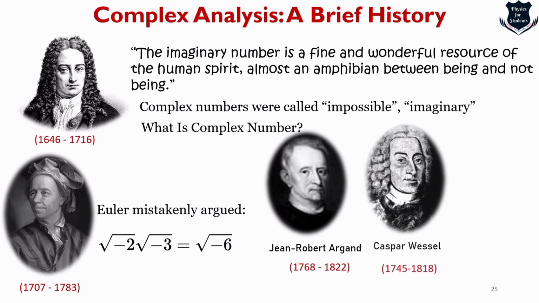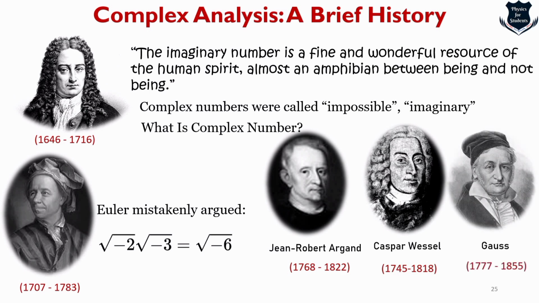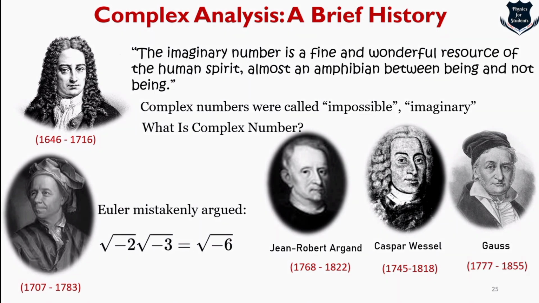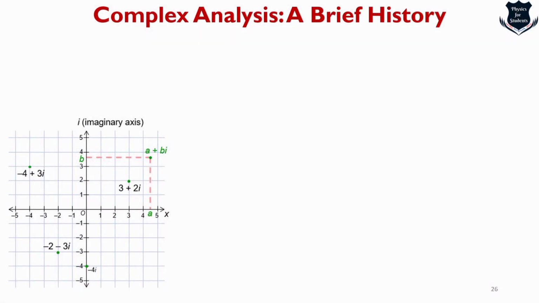Further, Caspar Wessel was a Danish-Norwegian mathematician and a cartographer. In 1799, Wessel was the first person to describe the geometrical interpretation of complex numbers as points in the complex plane and as vectors. And lastly, no mention, no references required, the prince of mathematics, Carl Friedrich Gauss, made an immense contribution to our understanding of complex numbers and complex analysis.